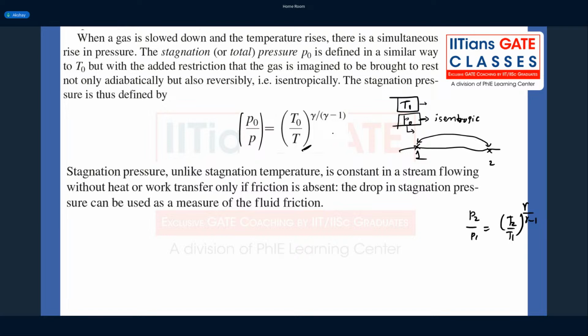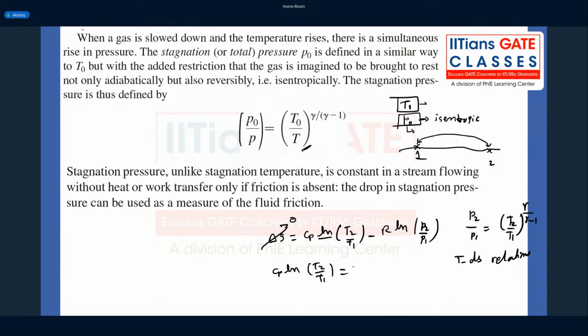This particular relation comes from thermodynamics, where, if you can recall, you have written delta S is equal to Cp ln T2 by T1 minus R ln P2 by P1, right? This is famously known as the TdS relations, which you are going to study in your thermodynamics. From there it is coming, because if it is a constant entropy process, this term vanishes and becomes 0. So you are left with Cp ln T2 by T1 is equal to R ln P2 by P1. You can do the math, you can easily get it. If you equate it, T2 by T1 becomes P2 by P1 to the power of R by Cp.